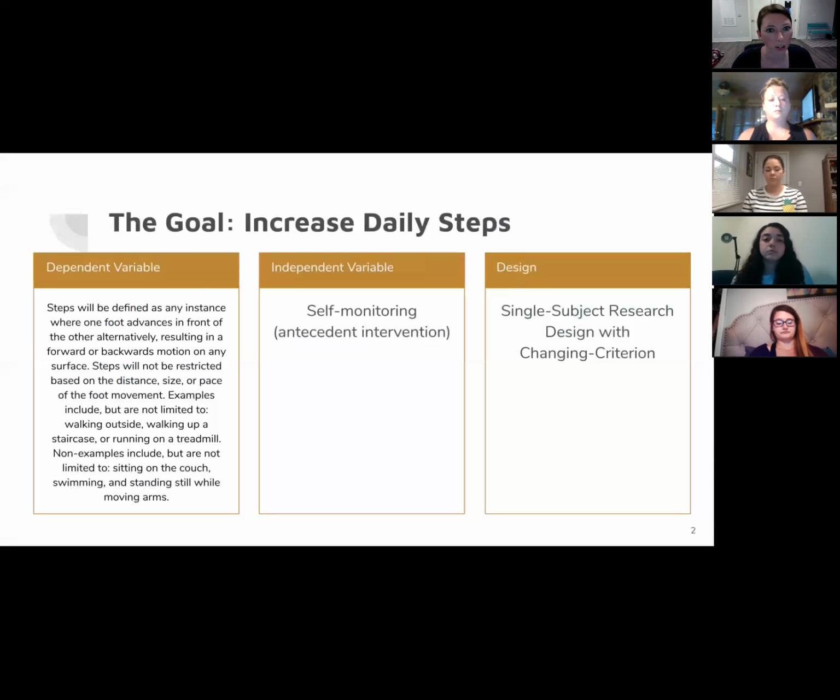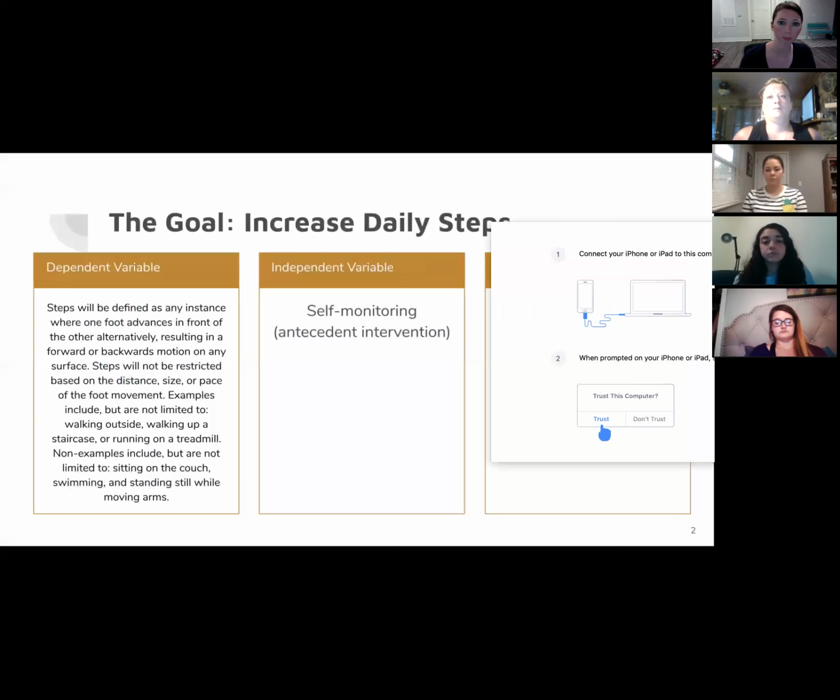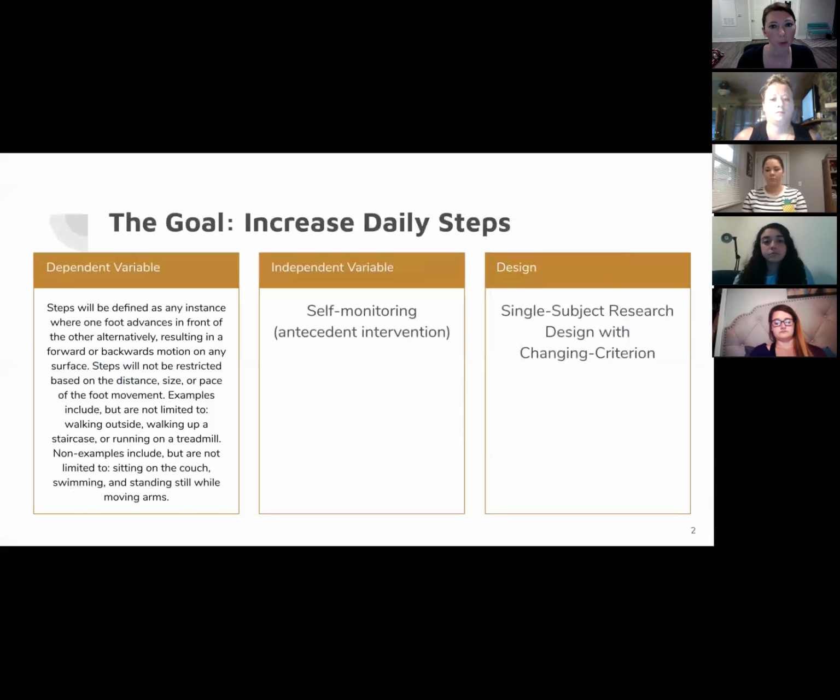This was important to clarify because the steps could be taken, for example, at home or work, on a sidewalk, the treadmill, or stairs, and we needed to be sure that all those settings would be covered by our behavioral definition. Our independent variable was self-monitoring, which is an antecedent intervention, and we used a single subject research design with changing criterion. In our next slide, Jade will give us a description of the study that we replicated.